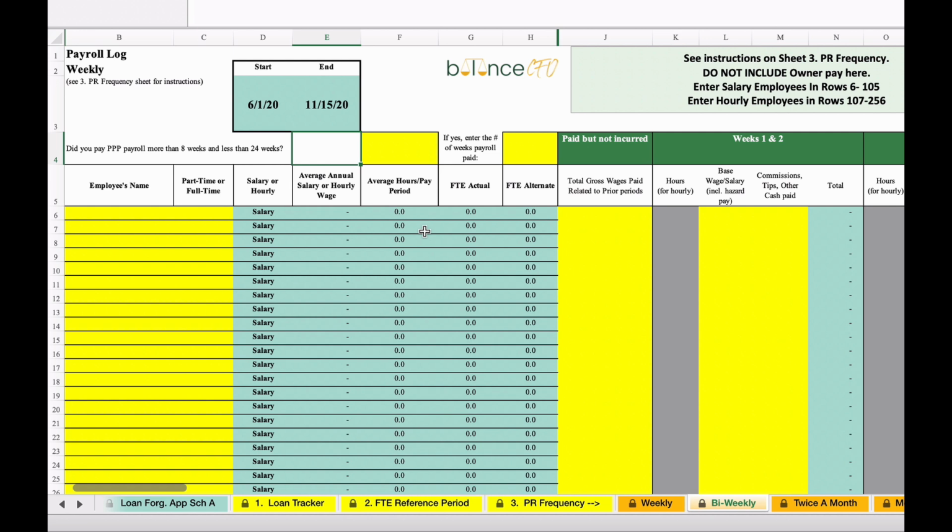If that's the case, then what you're going to do here is put the number of weeks that you spent it over. So if here you'd say, did you pay PPP payroll more than 8 weeks and less than 24? Yes. If yes, enter the weeks of payroll paid. Maybe you paid 12 weeks, okay? That just makes sure that these calculations are being done over the right number of weeks.